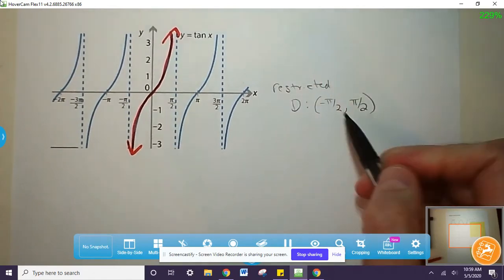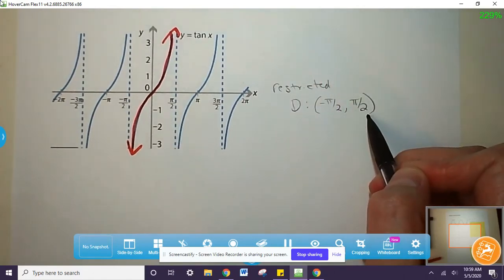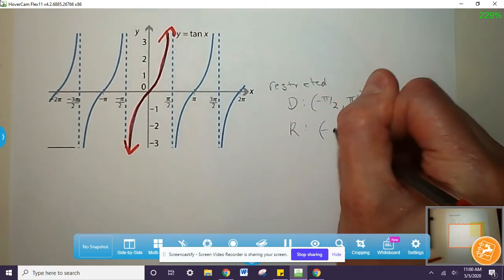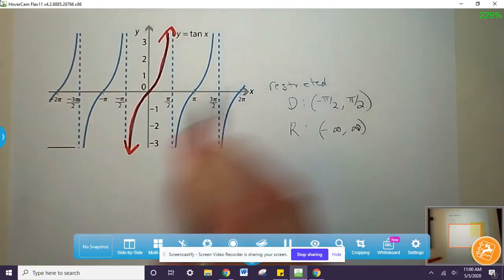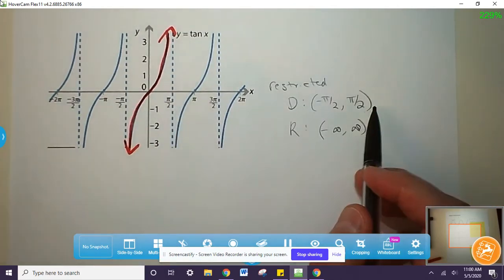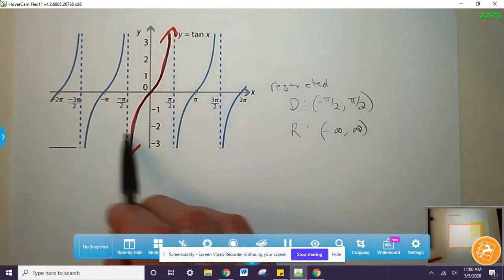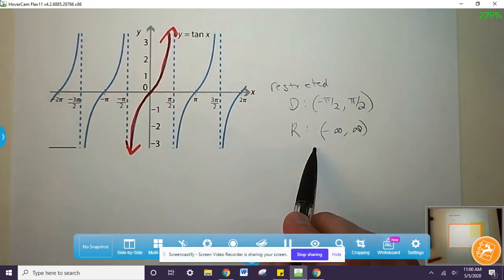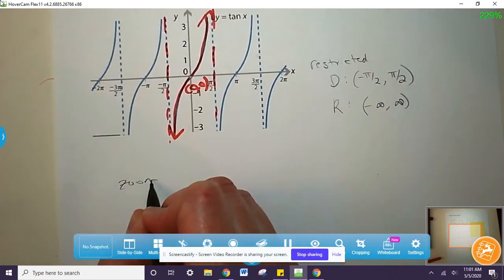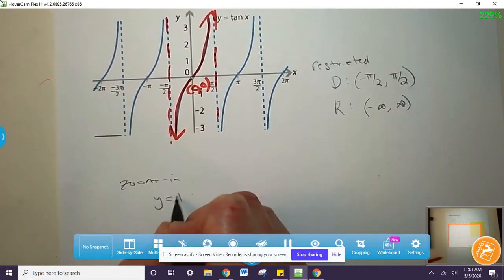It's similar to sine's restricted domain, but it uses parentheses instead of brackets. Because you can't use pi over 2 and negative pi over 2, because that's where the asymptotes are. So it must be parentheses for this one. And this one full period of tangent covers the entire range. So I'm going to zoom in on that piece of tangent. I'm not up to the inverse yet.